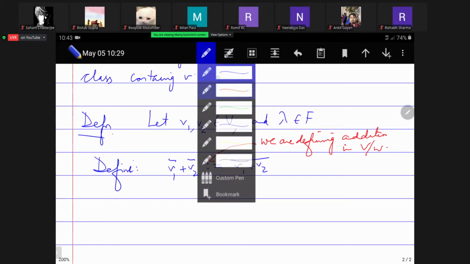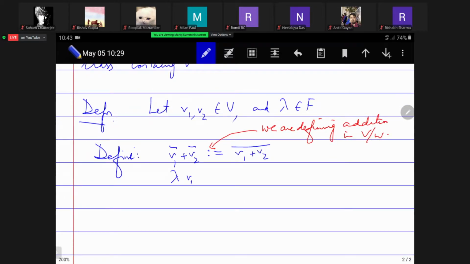And similarly, lambda v1 bar. What do we mean by multiplying a coset by lambda? Well, define it to be the coset of lambda v1. Remember, the vector space V is already given to us, which means we know how to do scalar multiplication inside V. Now we are extending that to a new set V mod W and saying how we should do scalar multiplication there. So this is how we are going to do scalar multiplication.